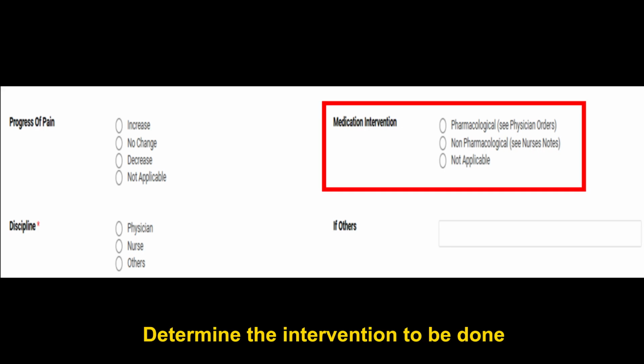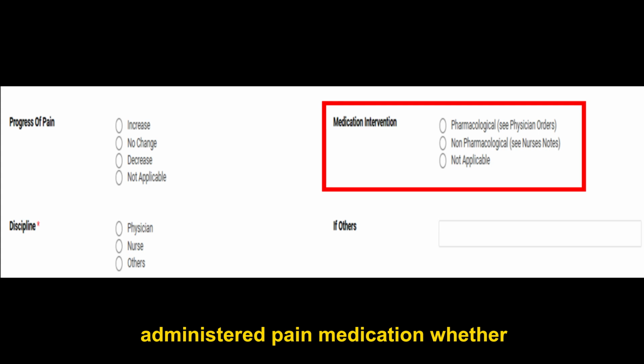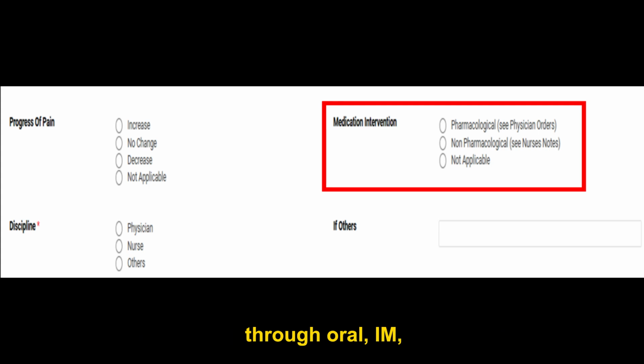Determine the intervention to be done based on the pain assessment and physician's orders. Pharmacological refers to any administered pain medication whether through oral, IM, subcutaneous, or IV routes. Take note that all administered drugs must be reflected on the doctor's communication order, Code 1101.